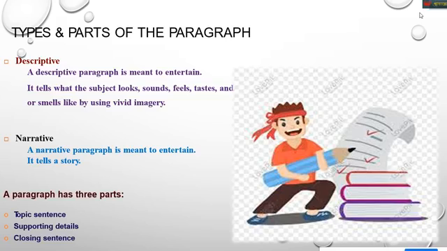And the parts that belong to a paragraph are very important. A good paragraph has three main parts: topic sentence, supporting details, and closing sentence. And among these, some linguists say that it needs to have a transitory line, okay? So let's see what happens to the paragraph.